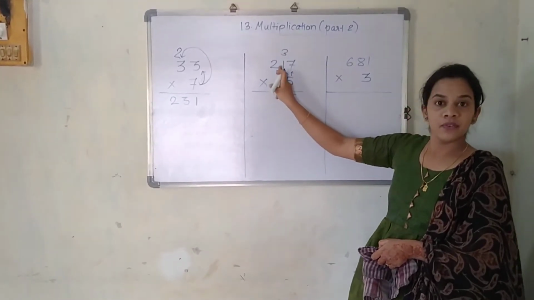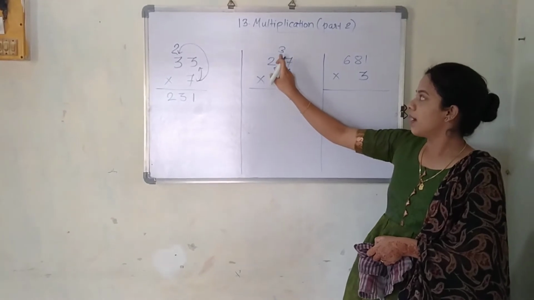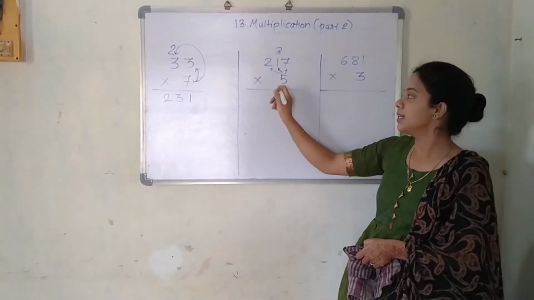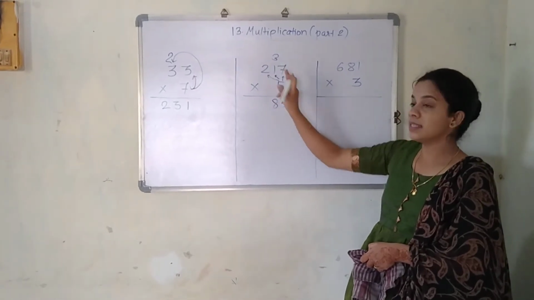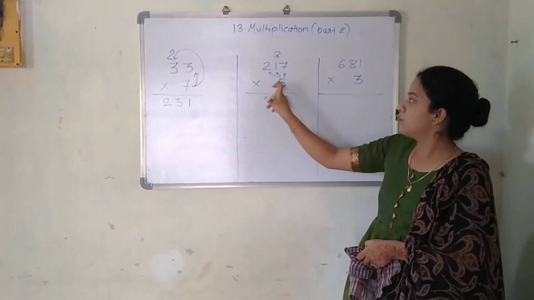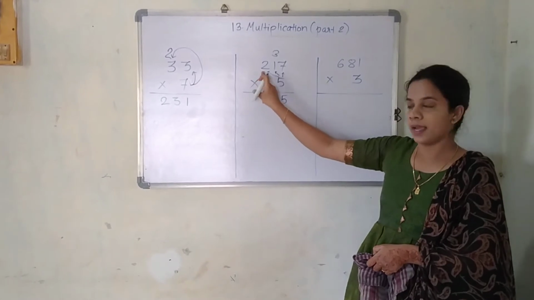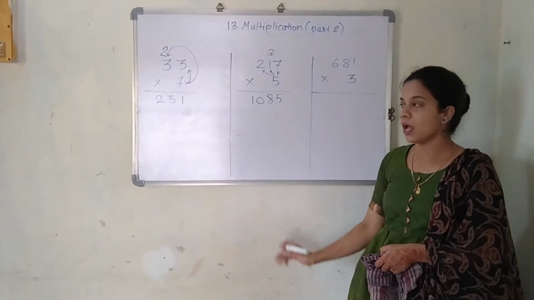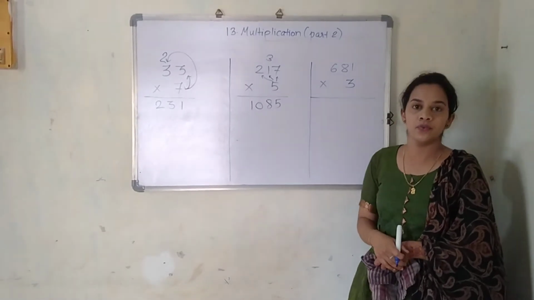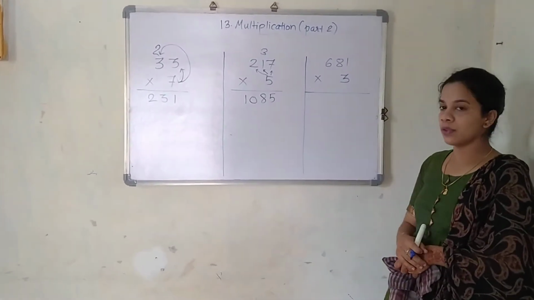5 ones are 5. 5 plus 3 is how much? It is 8. And 5 twos are how much? 10. So now there is no next number, so we have written 10 as it is. So the answer is 1085. So we will see the next question now.